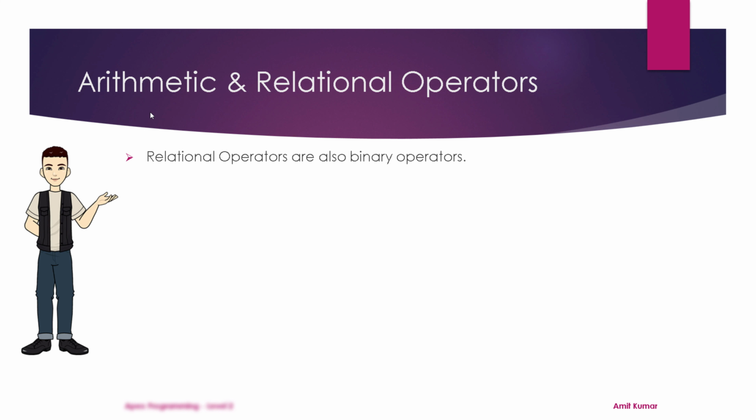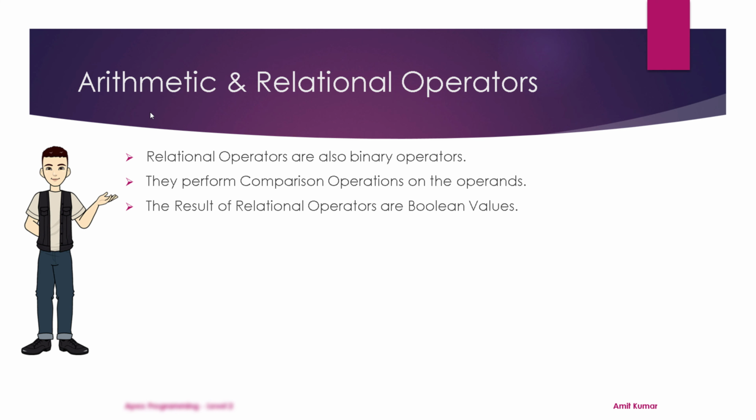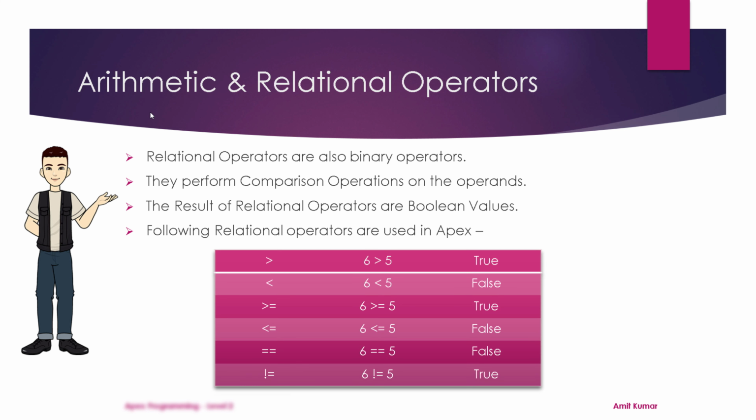Relational operators are also binary operators. They perform comparison operations on the operands. That means the operands being used are compared according to the operator. The result of relational operators is always Boolean. The following relational operators are used in Apex: greater than, less than, greater than or equal to, less than or equal to, equal to, and not equal to. As I told, all the relational operators result in a Boolean, depending on the comparison. If the comparison is right, it will return true, otherwise it will return false.